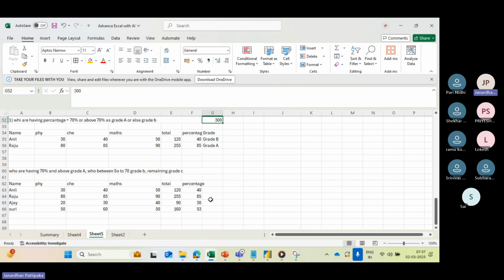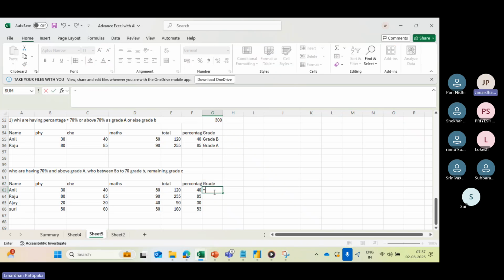We'll be discussing the absolute and relative concept later. But as of now, you can see how to do this: those who have 70% and above get grade A, 50 to 70 get grade B, and the remaining get grade C. Now we need to write the formula over here. So we need to apply the grade.